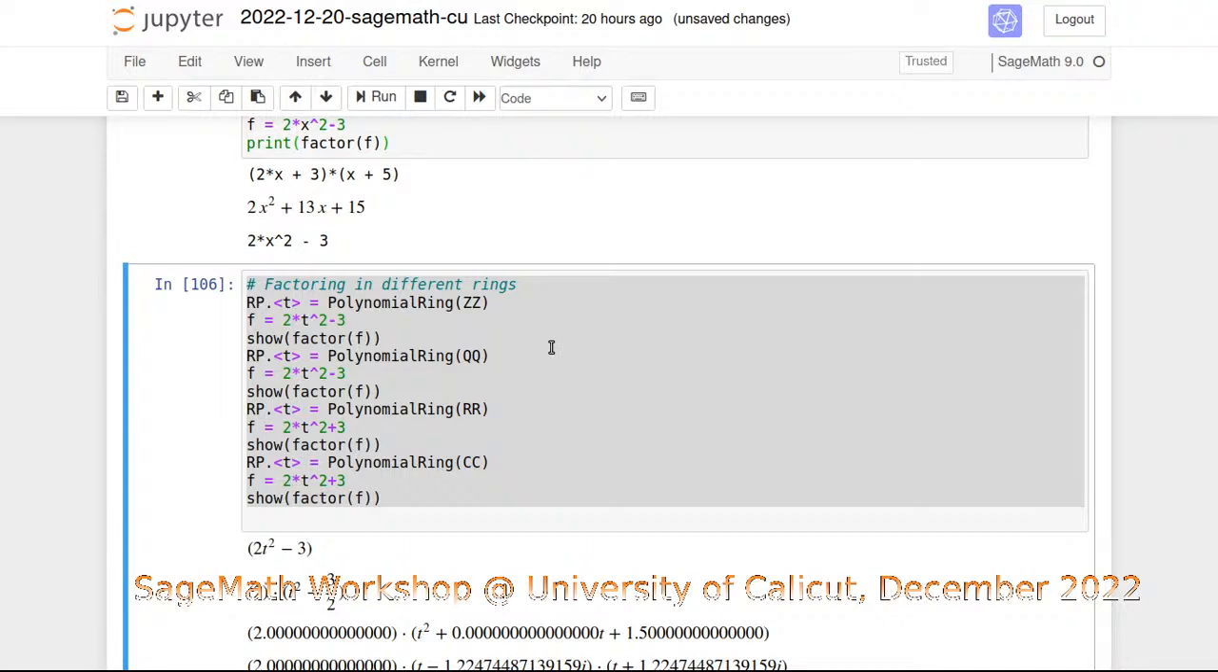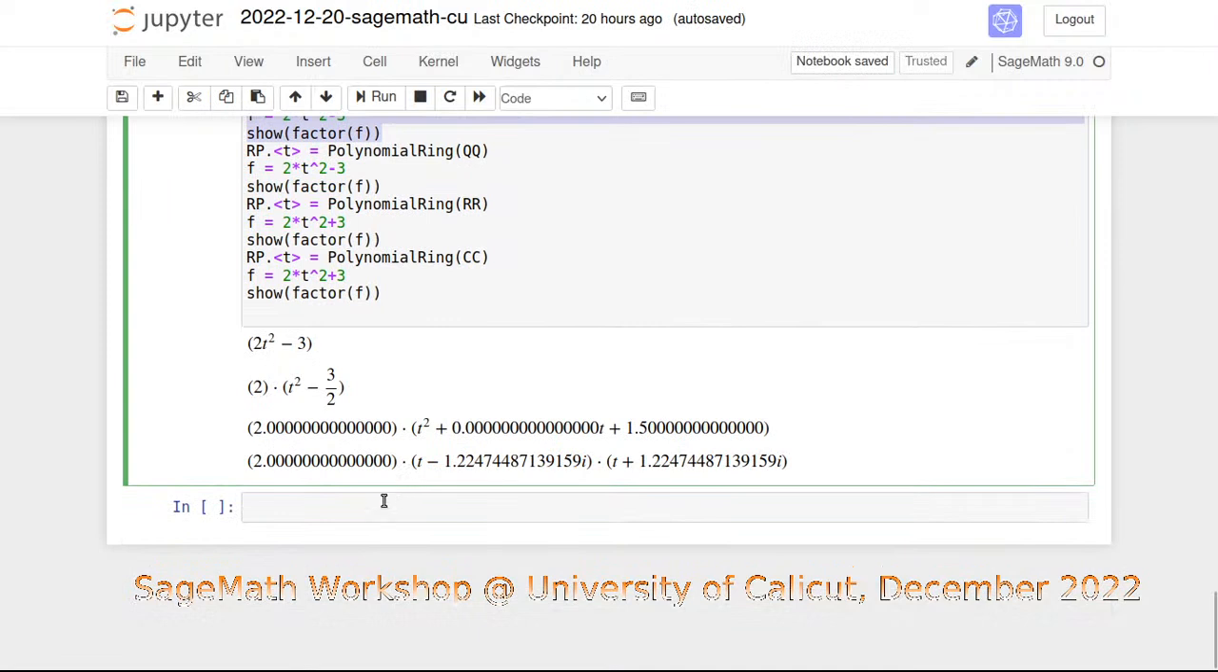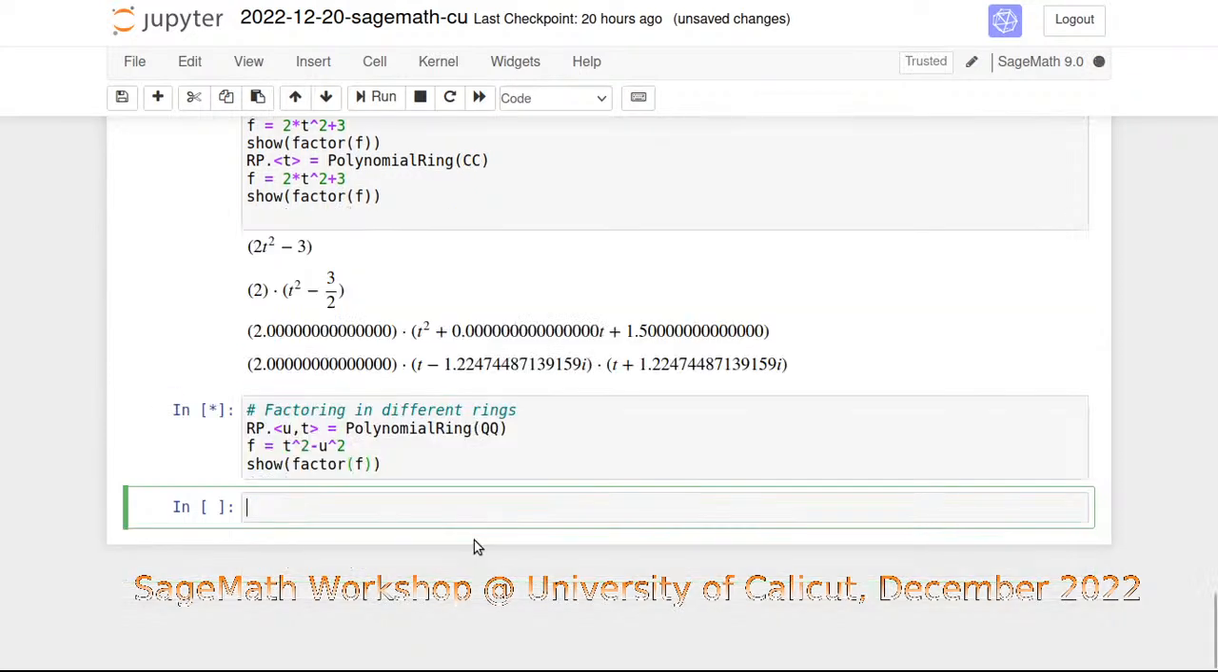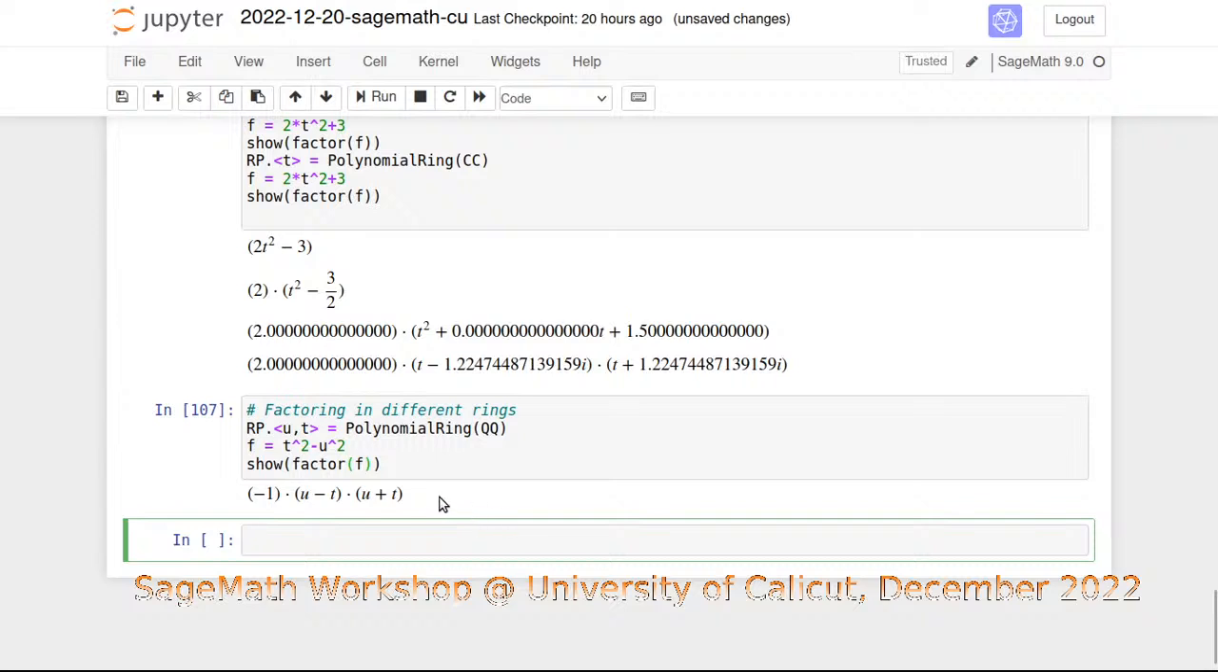So we can in fact define multivariate rings also, just like this. Suppose that we want to define multivariate polynomial rings. I think we can simply use U and T over Q. Suppose we write T square minus U square. Suppose we try to factorize it.